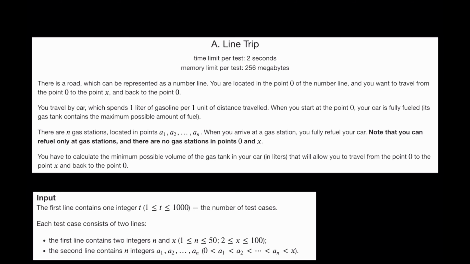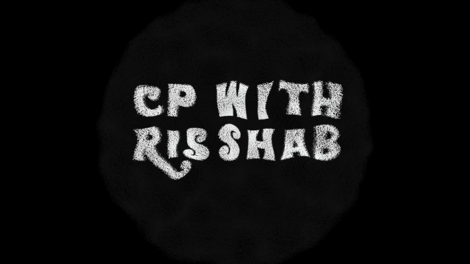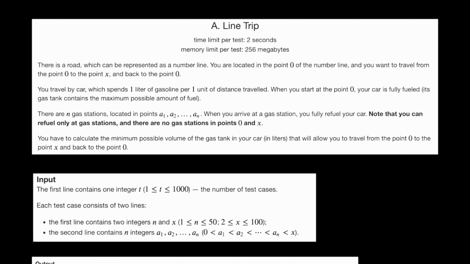Today we are going to discuss the second problem in the CP sheet by Daily Eliminators, that is the line trip. Let's get started. Let's start by reading the problem.